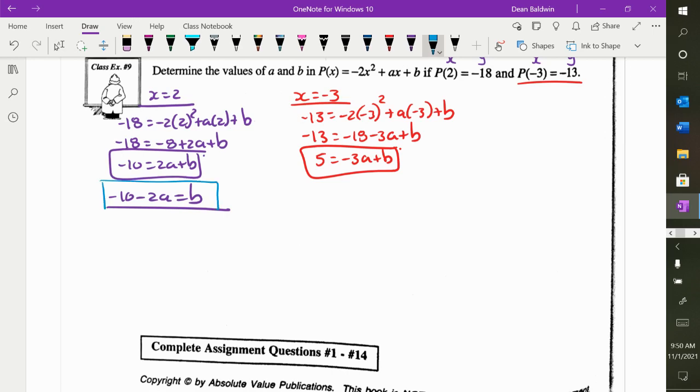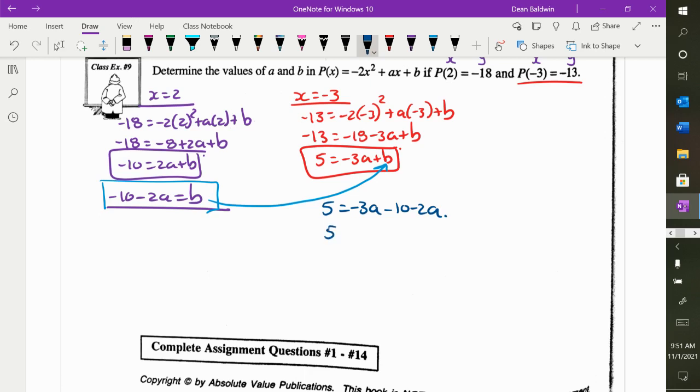Now, what do I do with this? Plug it in for b. Exactly. That's what b is, so I put it right there. And then what have I done? Instead of writing b, I write negative 10 minus 2a. Now, how many variables are in that equation? 1. So we can solve for a now.